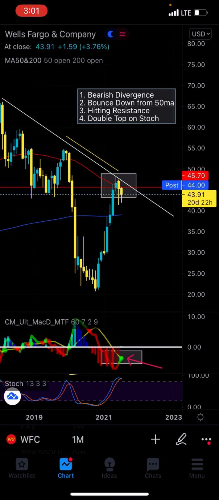Be careful in the market because I definitely think there's a lot of things that are popping up that are very, very, very concerning, at least from what the data is showing me.